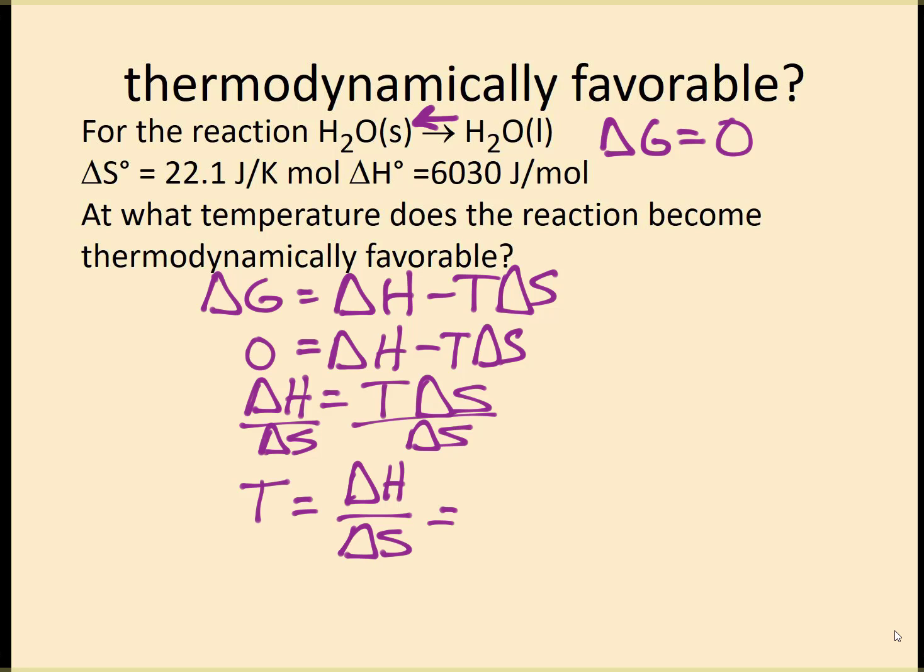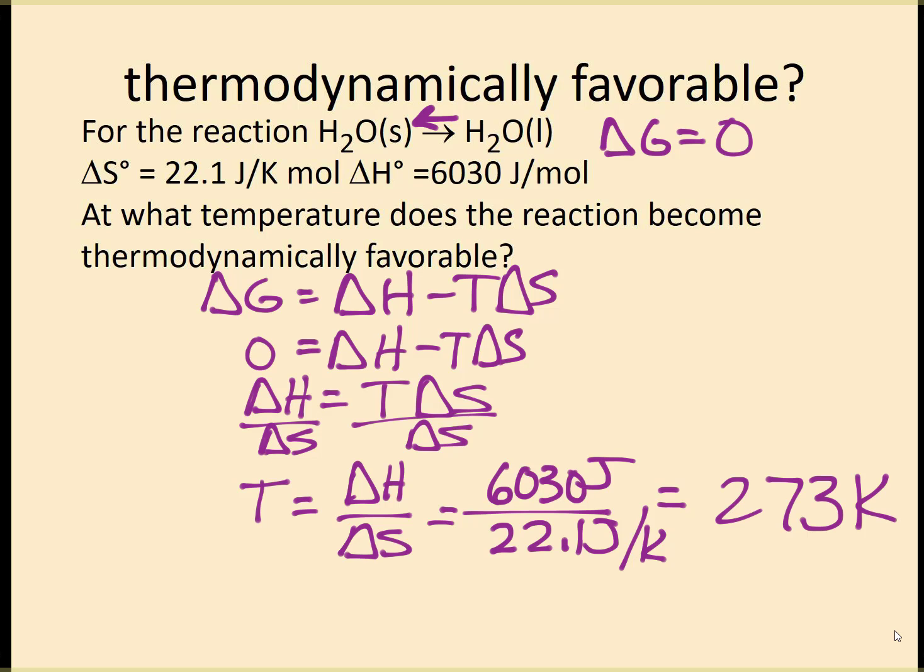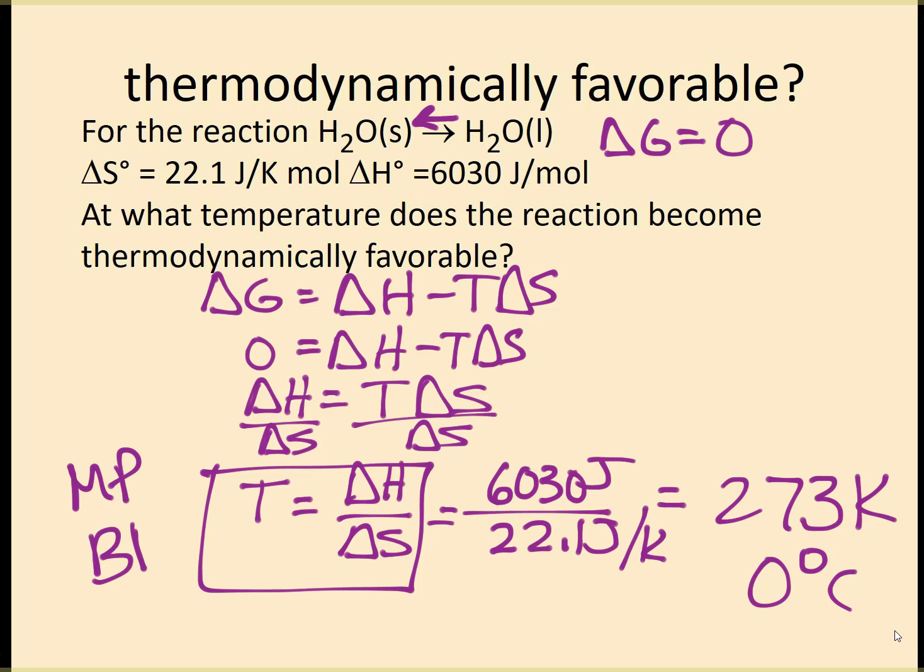And I just put those numbers in. Make sure your units match. And these are both in joules, so I'm okay. When I divide, I get 273 Kelvin, which is 0 degrees Celsius. So we anticipated that would be our answer, but this is how it can be worked out. So this is the equation you're going to use anytime you have a melting point or a boiling point.